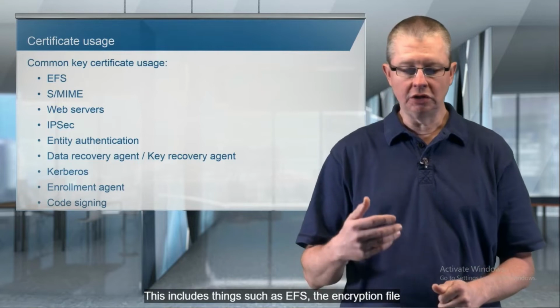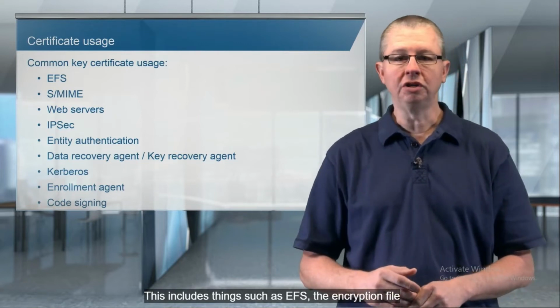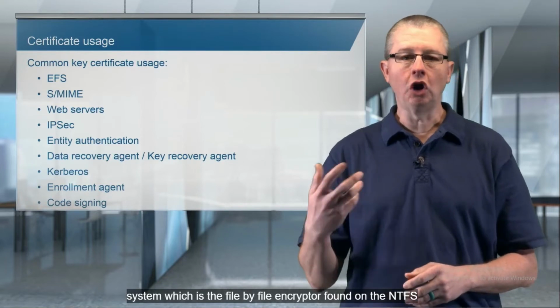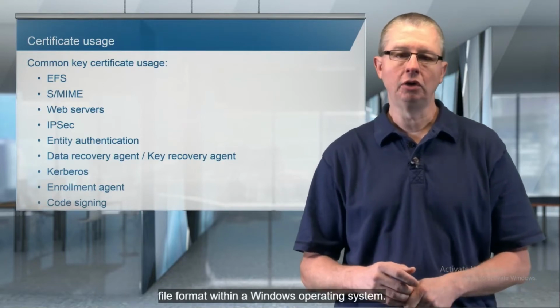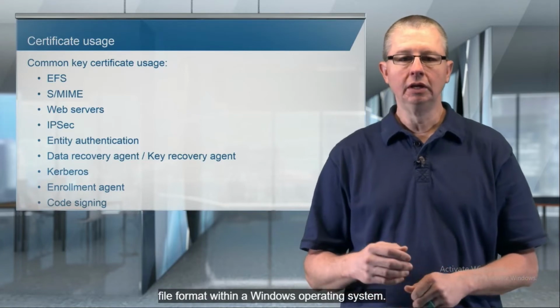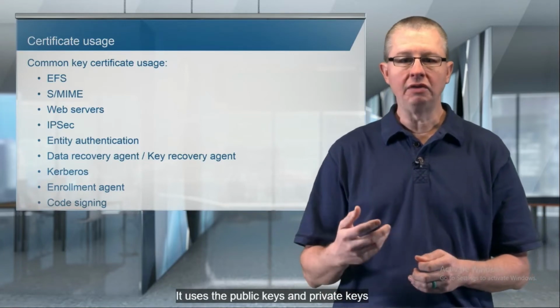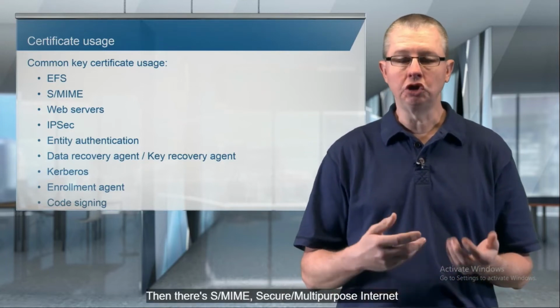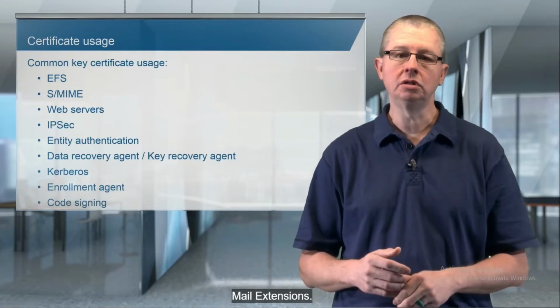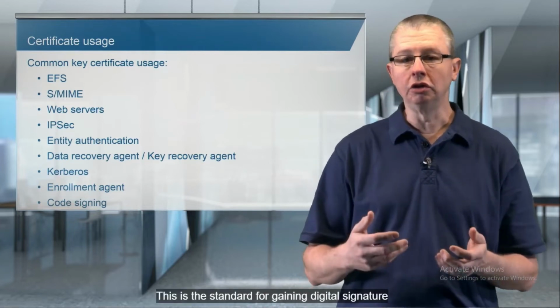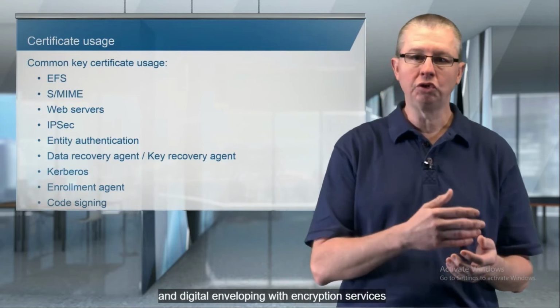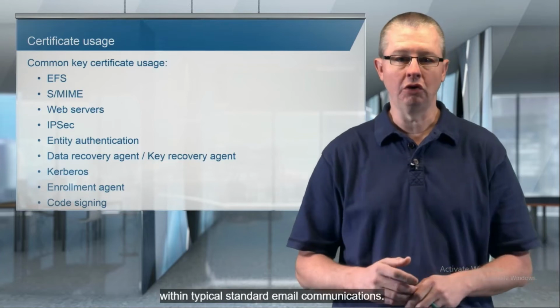This includes things such as EFS, the encryption file system, which is the file-by-file encryptor found on the NTFS file format within a Windows operating system. It uses the public keys and private keys provided by a digital certificate to perform file-by-file encryption. Then there's SMIME, Secure Multipurpose Internet Mail Extensions. This is the standard for gaining digital signature and digital enveloping with encryption services within typical standard email communications.